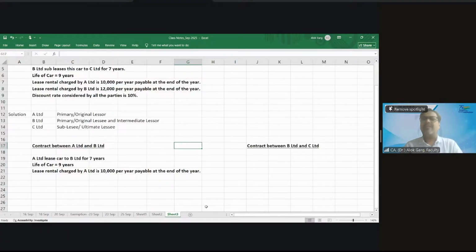So normally in the US GAAP, the threshold is given at 75% or more. So in this case, it is almost 80%. So don't you think from the perspective of A Limited as a lessor, it will become a finance lease? Yes, it will become a finance lease. So from the lessor perspective, it will become a finance lease.